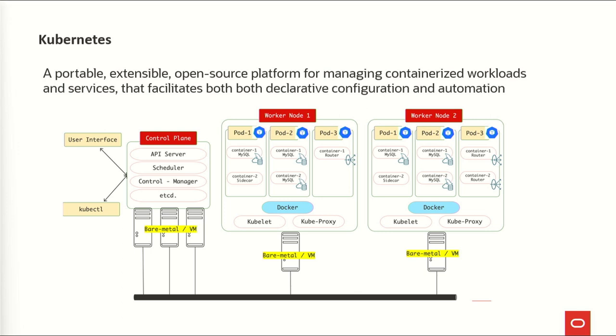These worker nodes are controlled by the Kubernetes control plane, and the control plane consists of the API server, scheduler, controller manager, and etcd, and it can run on bare metal or VM anyway.